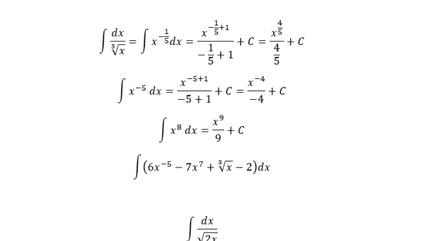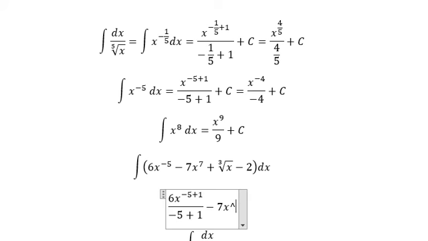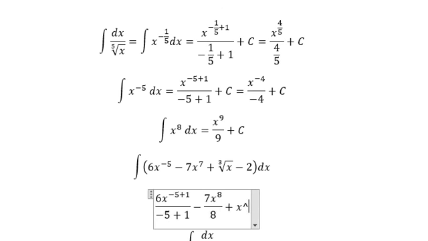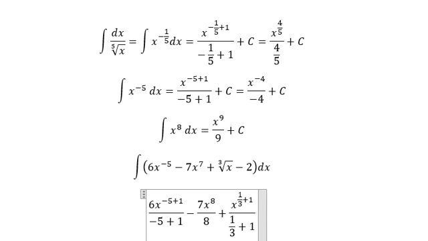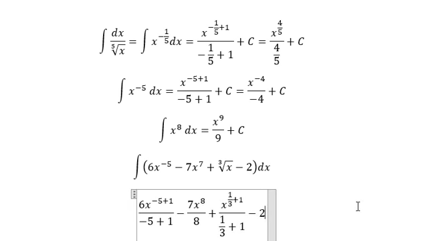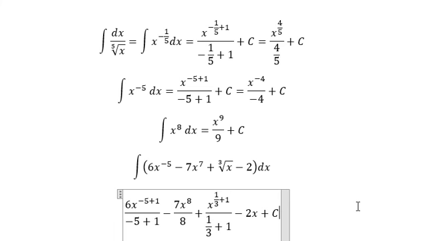This one we get 6s to the power of negative 5 plus 1 over negative 5 plus 1. 7s to the power of 8 over 8. This one, s to the power of 1 over 3 plus 1 over 1 over 3 plus 1. Number 2, you get 2s and we put c.